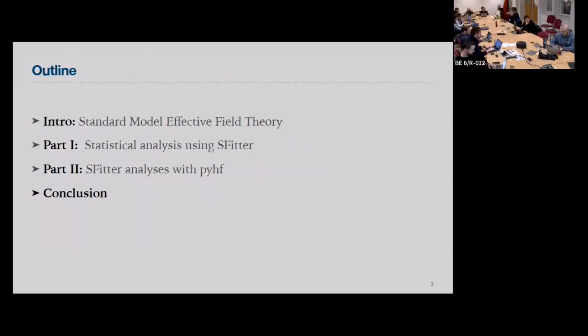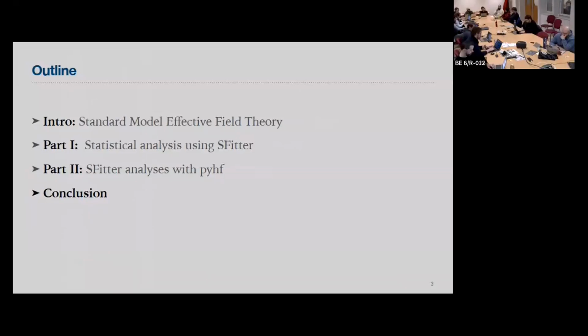Then I'm going to talk about what SFitter itself actually is, because you need to understand what we do with the data to understand what we can use pyhf for to improve our analysis in the end, which is why the second part then goes into more detail on what pyhf does, what we use the likelihoods for, and what kind of improvements we gain from using these likelihoods, and what more we could possibly try to do in the future.